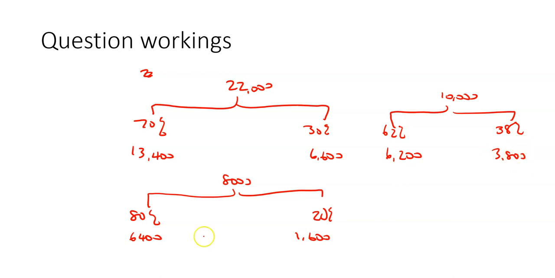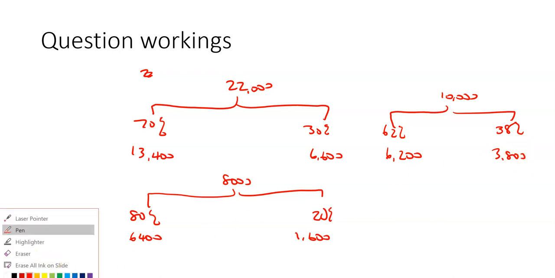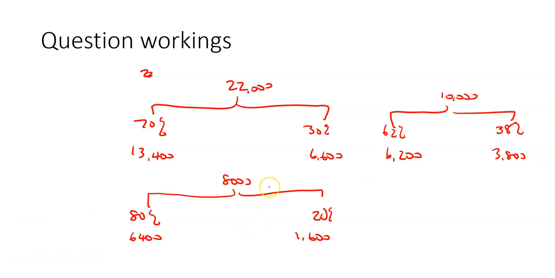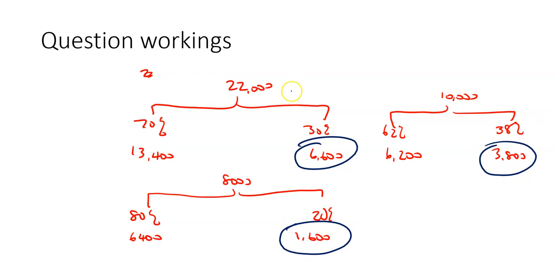So our focus in this question in particular is on B. So what we need is this plus this plus this to find out what the new total overhead cost is for all the units of B. And we know we have 500 units. So 6,600 plus 1,600 plus 3,800 gives us 12,000. And this 12,000 divided by 500 comes out at 24 pounds.